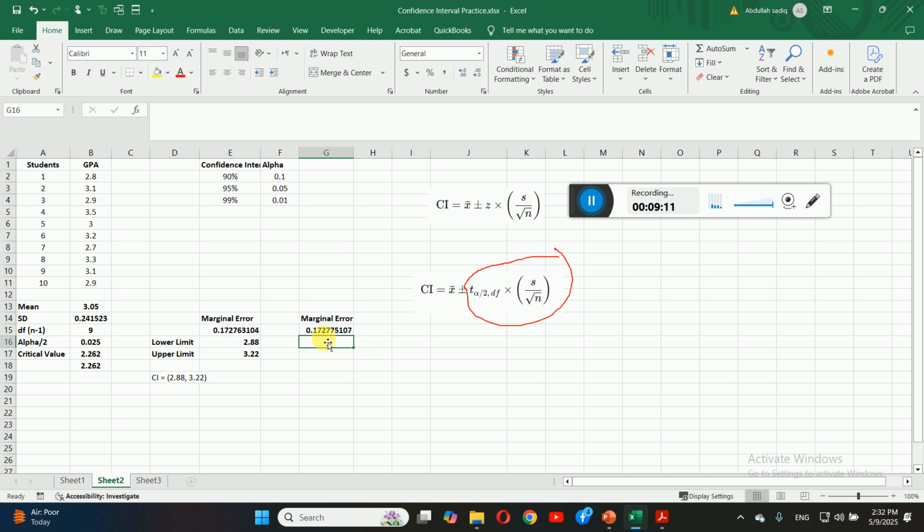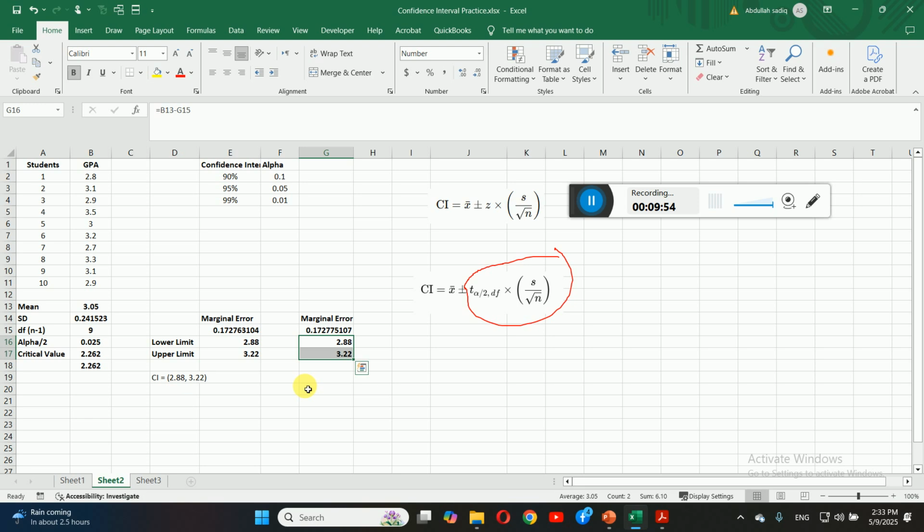Then from this marginal error you can find out the lower limit, which is the mean minus the marginal error, so you subtract it, and for the upper limit you take the mean and add this marginal error. Dear students, this is very simple and easy. I have just taught you how to do it using Excel functions. Straight away, using built-in functions, just find out the marginal error. For the marginal error, you need three pieces of information: the mean, the standard deviation and alpha. Once you have the marginal error, you can find the lower limit and upper limit very simply.